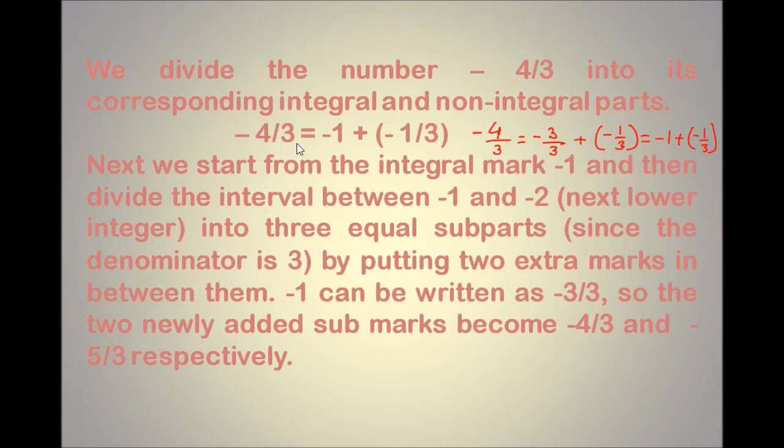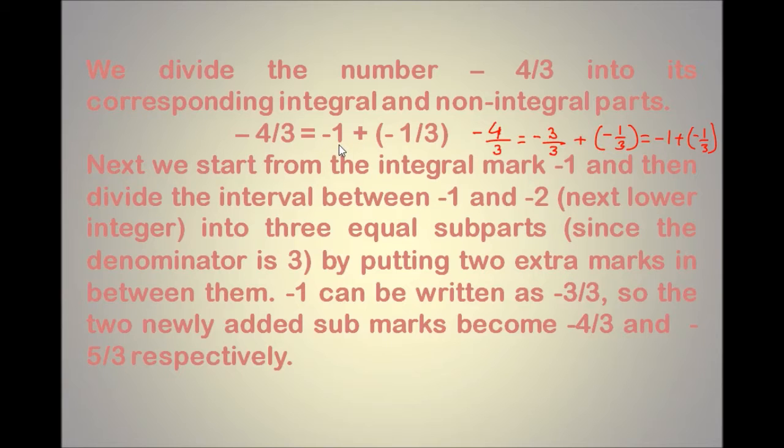So we have minus 4 by 3 equal to minus 1 plus minus 1 by 3. Okay. Now we will be starting from this minus 1 integral mark. This is the number that we will be starting with. And since we have to get the interval, we have to get the other number as well.